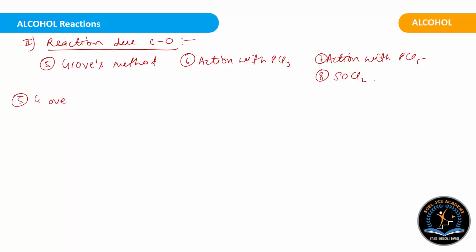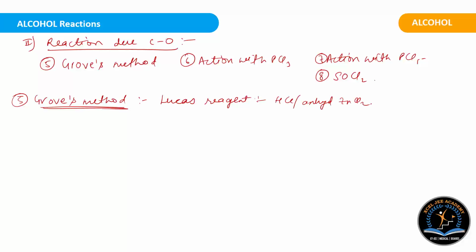So in this Groove's method, let's do the reaction. In the Groove method we basically have the Lucas reagent, and we have covered all these reactions in the alkyl halide chapter, so we are just repeating those parts. You can also refer to those parts done in alkyl halide itself. This is already covered. Lucas reagent is HCl in presence of anhydrous zinc chloride.